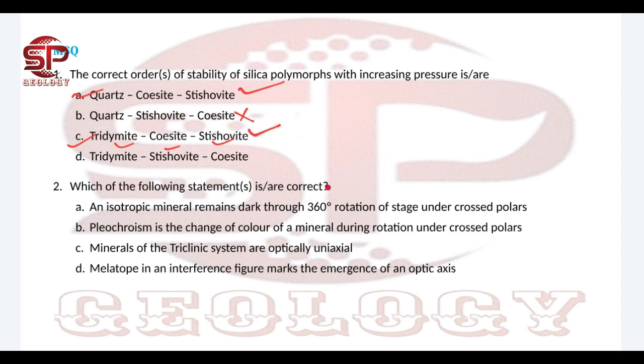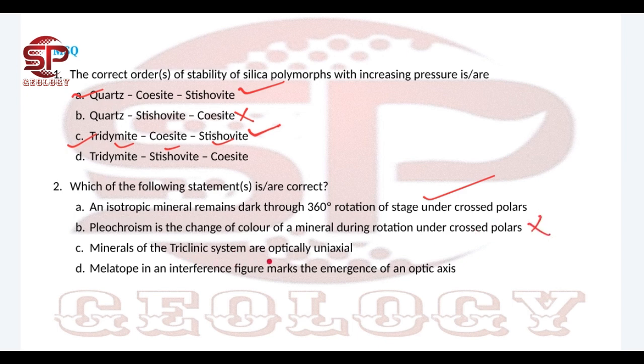Which of the following statements is correct? An isotropic mineral remains dark through 360-degree rotation of the stage under crossed nicols. Because isotropic minerals are completely dark under crossed nicols, if you rotate the stage, it will remain dark. That is correct. Pleochroism is the change of color of a mineral during rotation under PPL, not under cross-polar, so that statement will be incorrect.